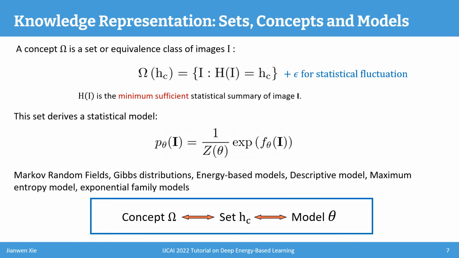A concept is a set of images which share some sufficient statistics, and the set can also derive a statistical model which is in the form of an energy-based model. The energy-based model can also be called the Markov random field, Gibbs distribution, descriptive model, maximum entropy model, or exponential family model. That is to say, a concept can be represented by an energy-based model in the image space.